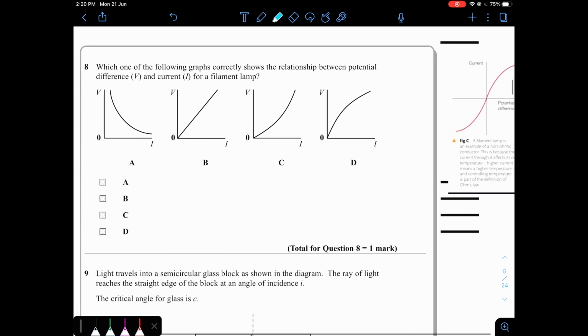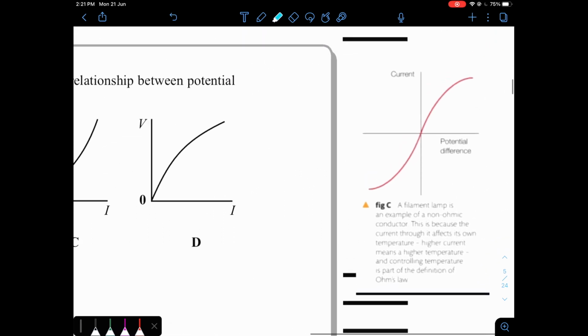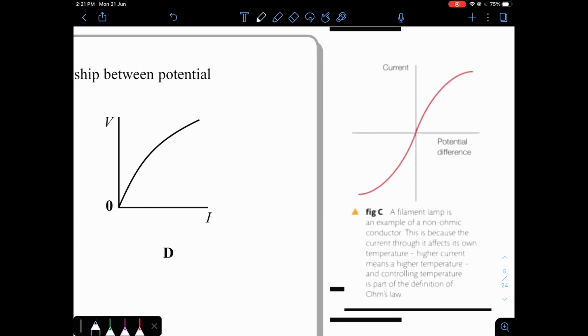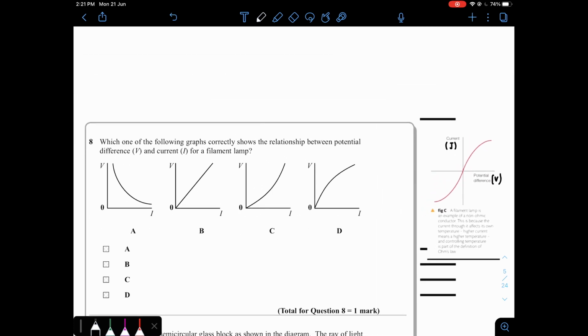Let's move on to question number 8. Which of the following graphs correctly shows the relationship between potential difference V and the current I for a filament lamp? I've got this diagram over here from the Pearson Edexcel student book 1. They tell us that this is I and this is V, the current and potential difference for a filament lamp. But you can see here that the axes have changed in the question. This is V and this is I.